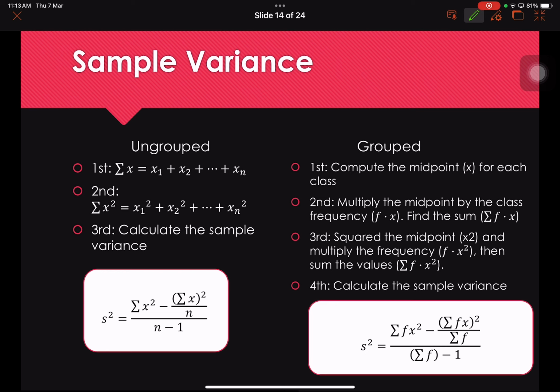Sample variance, this one. If you look at the formula down here, why is this one sample? You can see you have S there, correct? We have n minus 1 there. Sample. That's why we call this one sample variance. Now, if you compare with the previous formula, you see a different formula, correct?